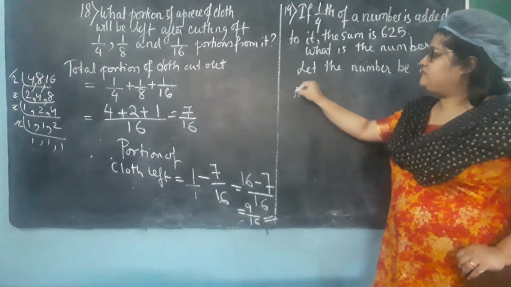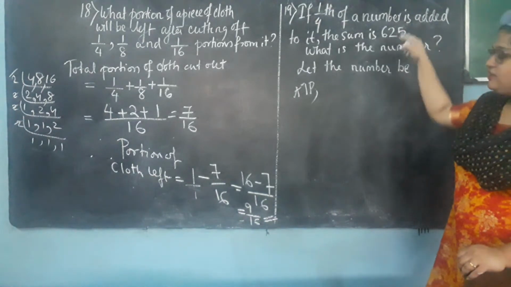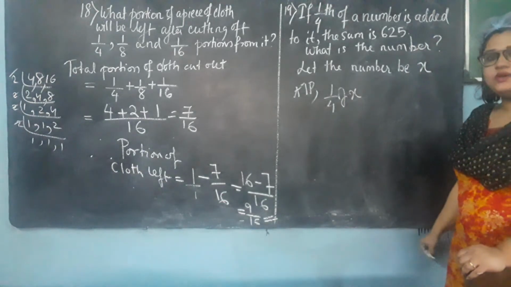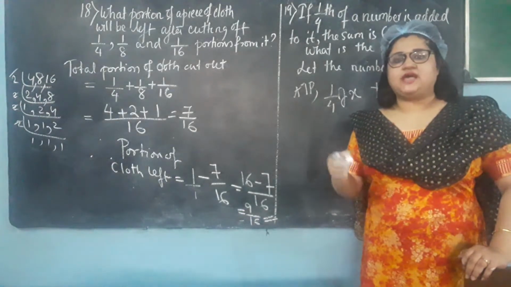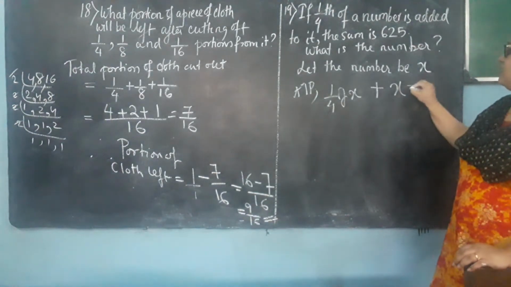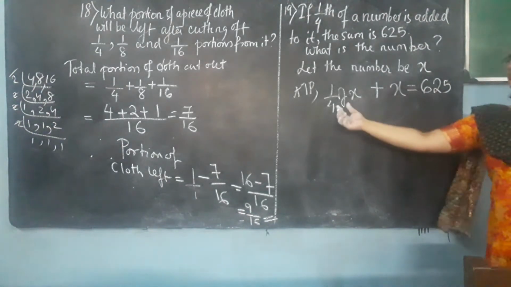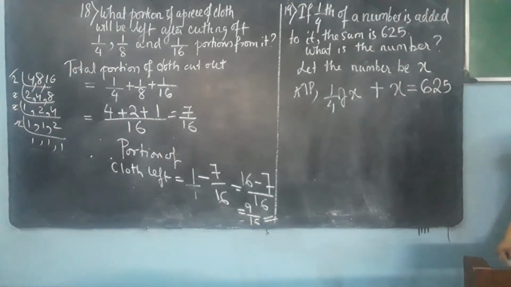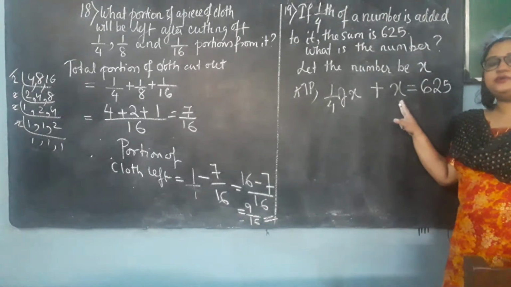According to the problem, what is said? If 1/4 of the number, 1/4 of the number means of x, the unknown number, is added to it. Added to it means added to itself, that means added to the number itself. So added to x. What is the sum total? 625. So if you add 1/4 of the number to itself, that is x, it will give you the sum 625. Find the number means you have to find the unknown number, that is x.